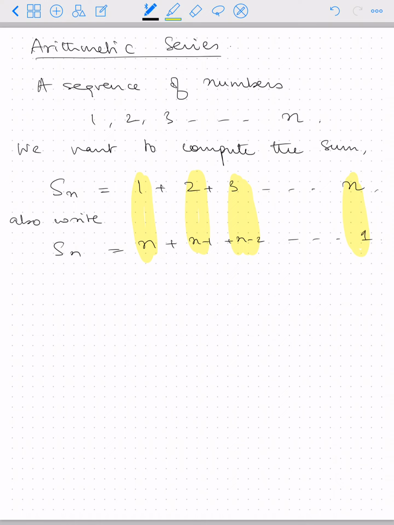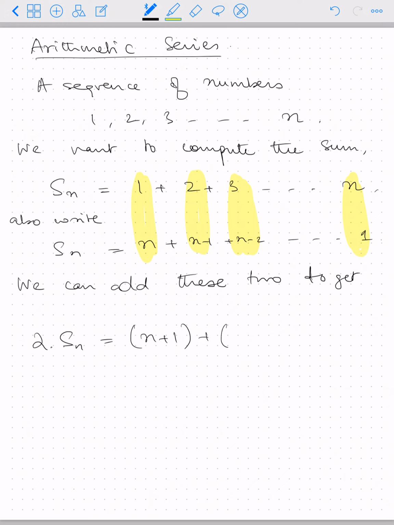Now if you consider this, we can add these two to get 2 times Sn is equal to, now remember what you see here, we get n plus 1, which is n and 1. Now if you add 2 and n minus 1, we are going to get n plus 1 again. And if you add 3 and n minus 2, you're going to get n plus 1 again, all the way till the last term out here, which is going to be again n plus 1.